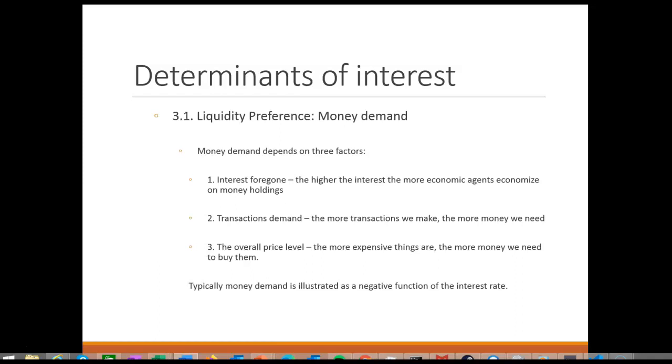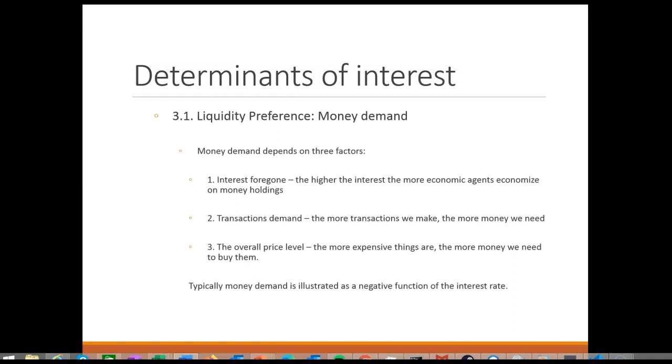The higher this opportunity cost, the more agents, all else the same, will want to economize on their money holdings. Part of the reason why you probably don't think much about this is because we live in an environment in which interest rates are very low. Your savings account basically pays you nothing. If you lived in the 1980s, when interest rates were closer to 15%, it's a pretty dramatic difference. That's what this first point illustrates.